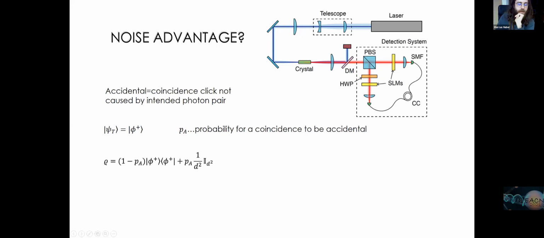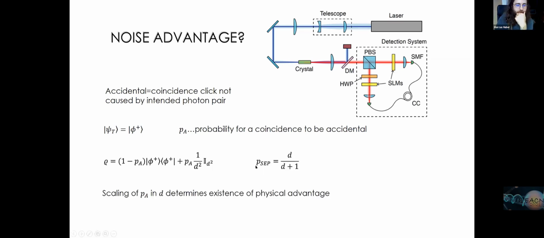Now if we write the resulting density matrix that we would reconstruct after a full state tomography, or essentially any measurement compatible with that density matrix, with a probability of accidentals being PA, the density matrix would essentially be 1 minus PA times phi plus. Like, there's no probability of an accidental, we just get the perfect state, plus the accidentals being essentially uniformly distributed. That is the case if our measurements or accidentals are equally likely for each configuration of basis elements, which is the case in most places.